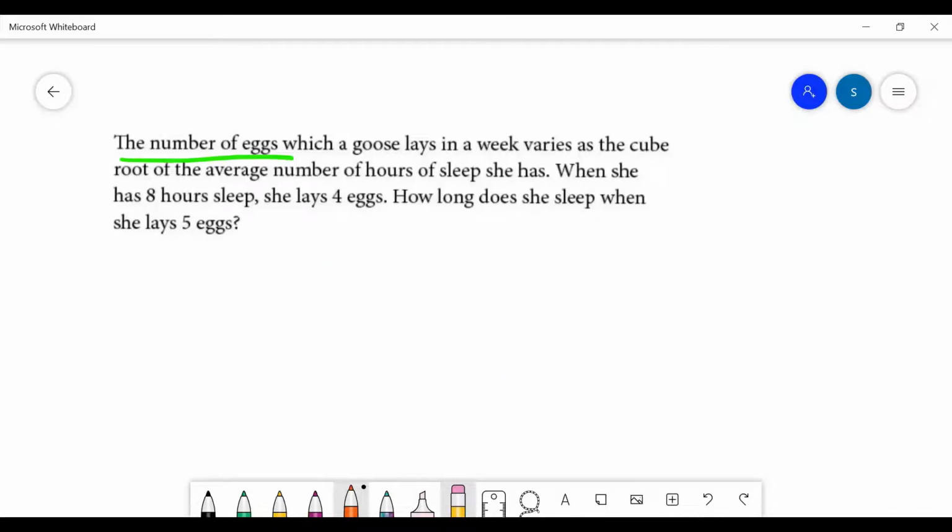Next, we have the number of eggs which a goose lays in a week varies as the cube root of the average number of hours of sleep she has. Alright, so let's take the number of eggs as E and the number of hours of sleep as S. So the relationship would look something like this. E is directly proportional to the cube root of S. And if we write it in equation form, it is going to look like this.